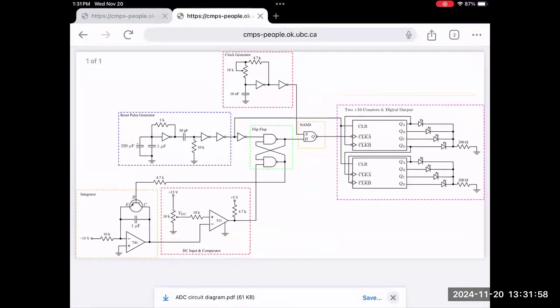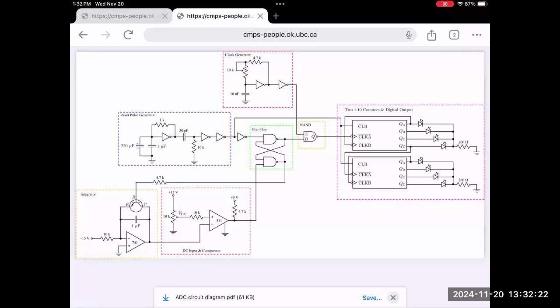Right, so there it is. And you can see this is way bigger than any of the circuits that we've previously used in the lab. But you can see parts that are maybe familiar. Flip-flop. We built the flip-flop before the break. Counters, we worked on the counters a little bit. And then we've got a couple other little blocks here.